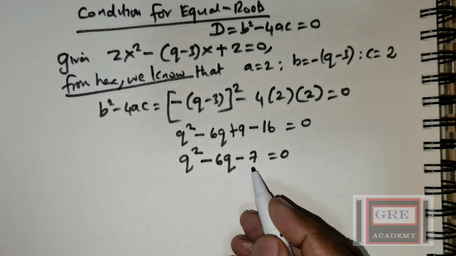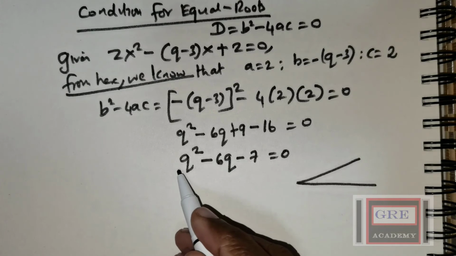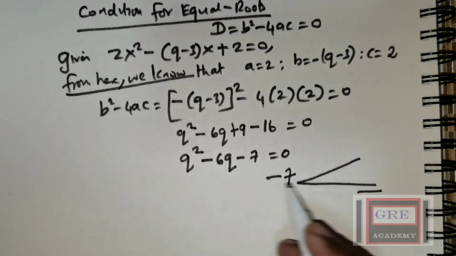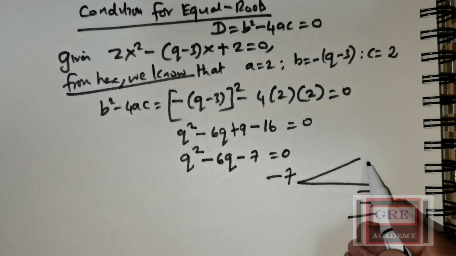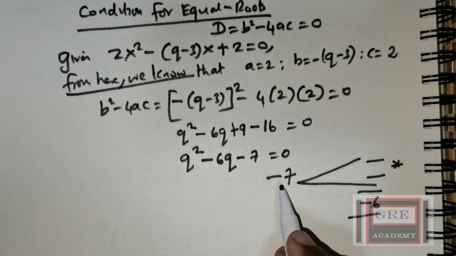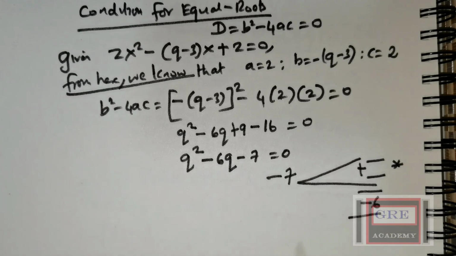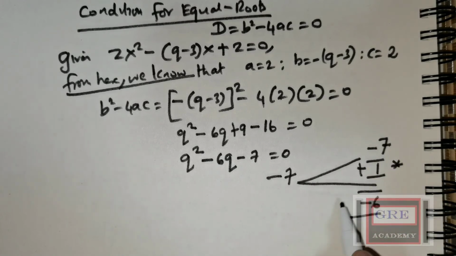So if you were to take the factorization method, negative 7 multiplied with the coefficient of q squared is going to be negative 7. Now the coefficient of q is negative 6. Now you have to find two numbers. The product of those two numbers should give you negative 7, and the addition of these two numbers should give you negative 6. So the only two numbers that can achieve that requirement are negative 7 and positive 1.